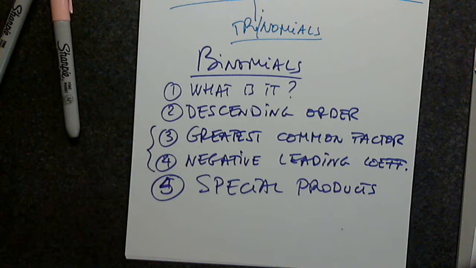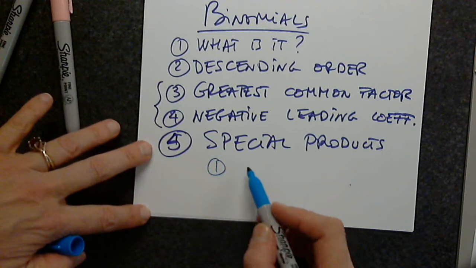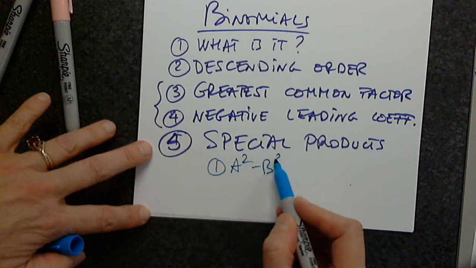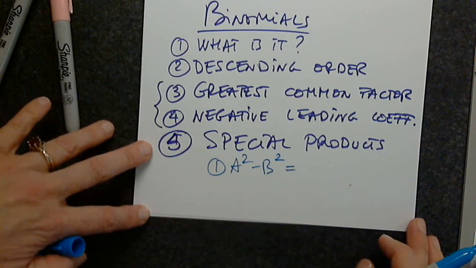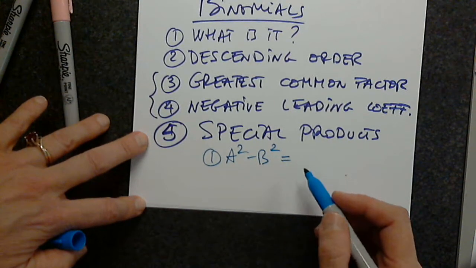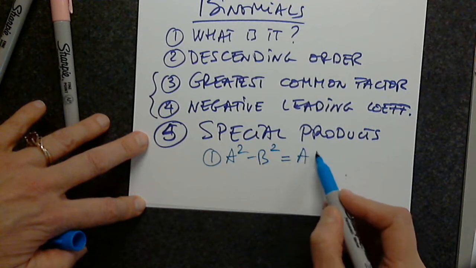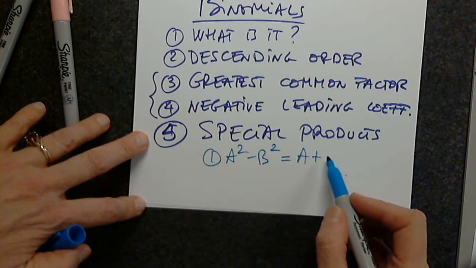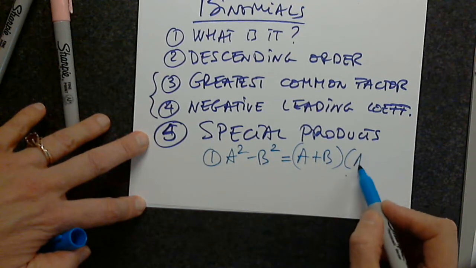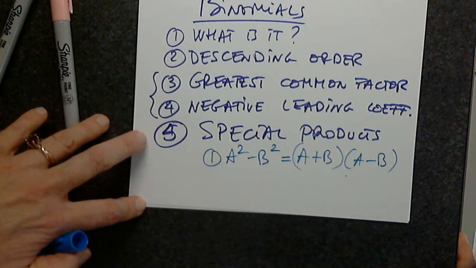When it comes to binomials, there are 4 different special products that we have to talk about. The first one we already did: a squared minus b squared. How do I factor this? It's a plus b times a minus b. Very good. So this is the first one.